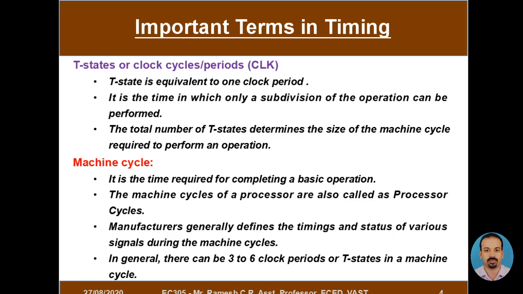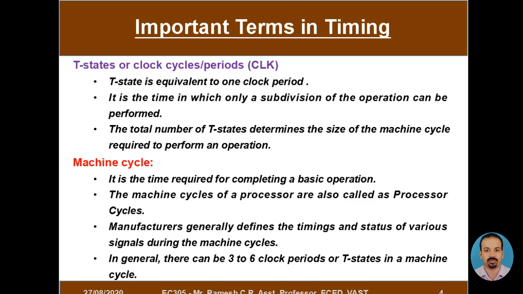A machine cycle is the time required for completing a basic operation, and we also call the machine cycle a processor cycle. This machine cycle depends upon each processor, and in some cases it also varies with respect to the clock period.